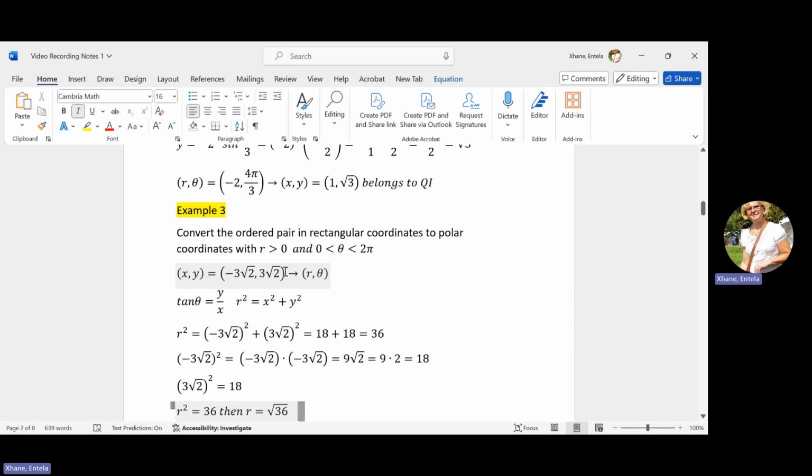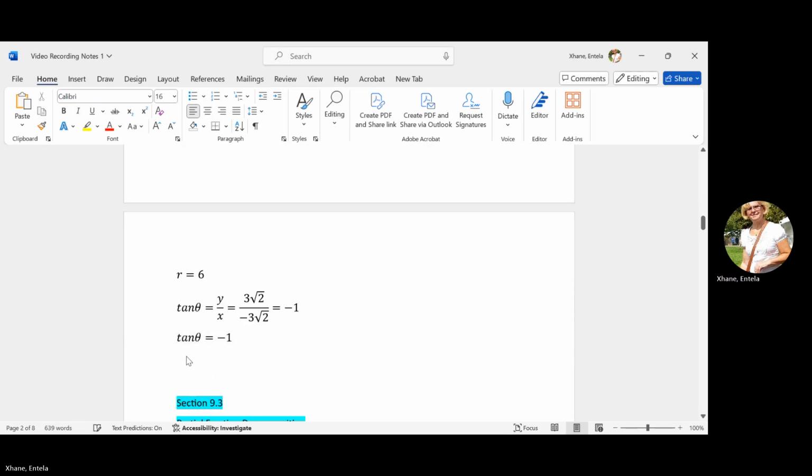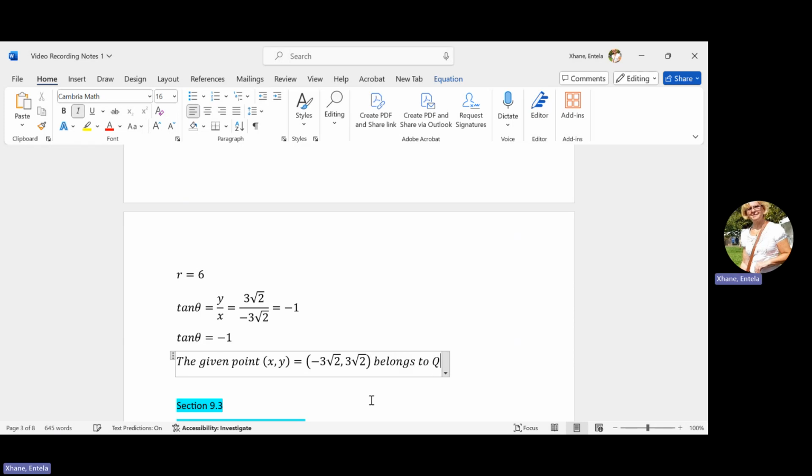So where is this point located? The point x and y, that is my given point. I'm going to write the comment in there. So the given point belongs to quadrant 2 because x is a negative number, y is positive. X is a negative number and y positive. Point is in quadrant 2.